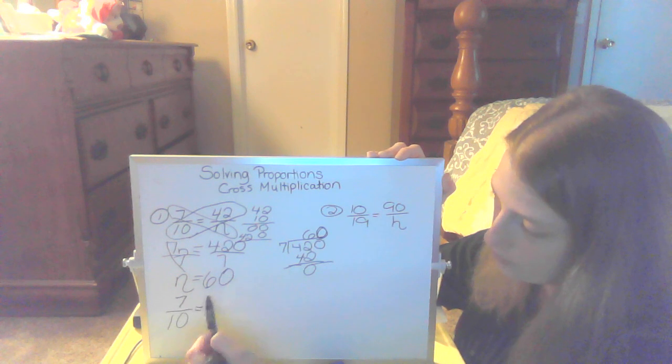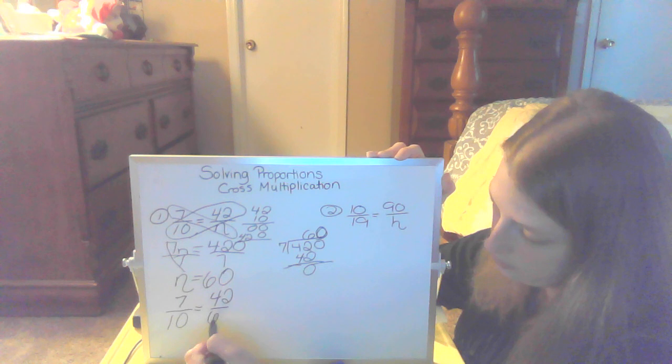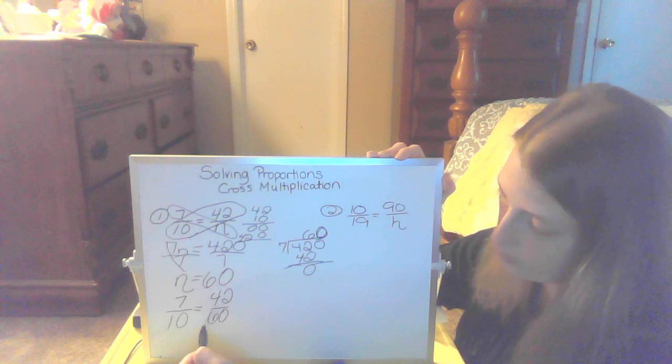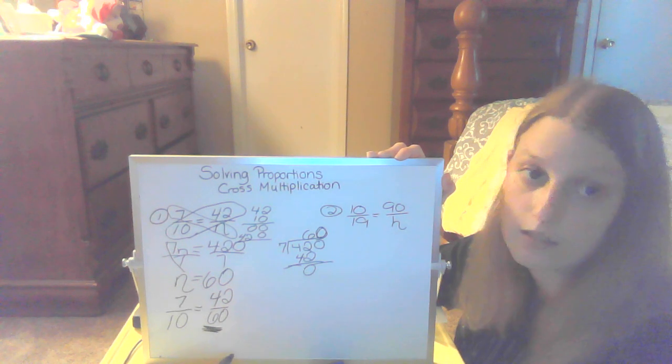So when we rewrite the equation, or the proportion, excuse me, it will look like this. 7/10 equals 42/60. That's what our missing variable is: 60.